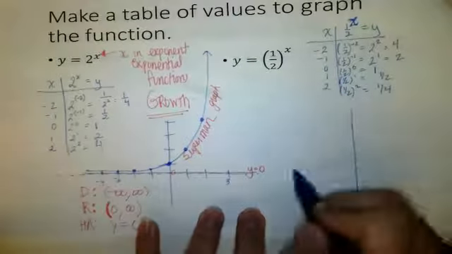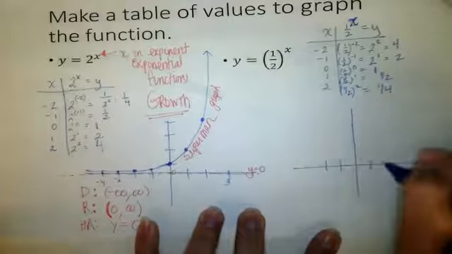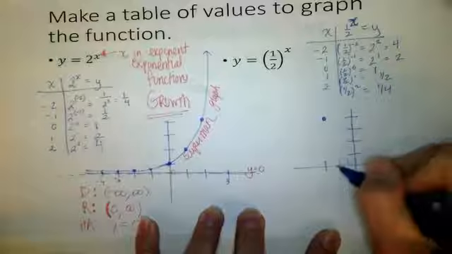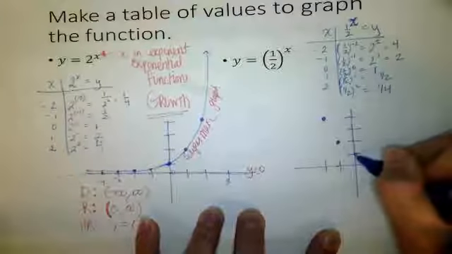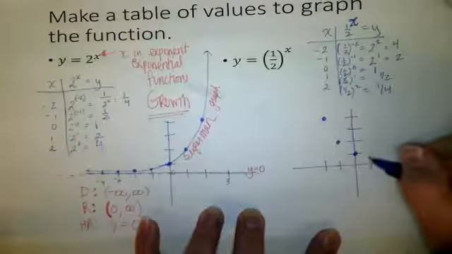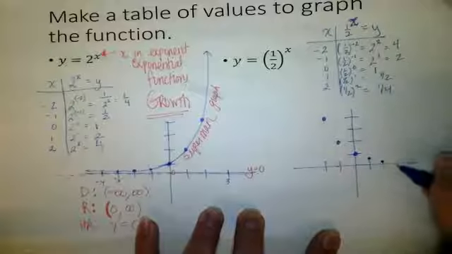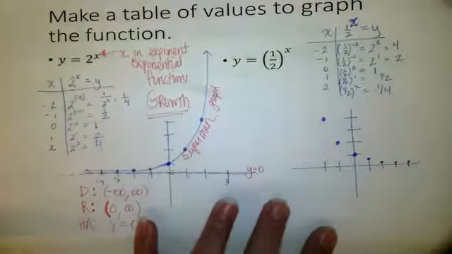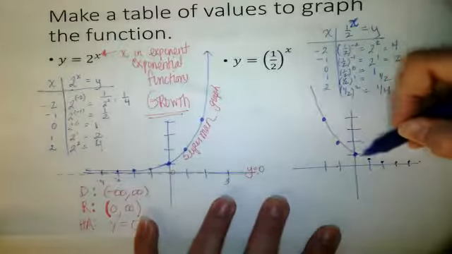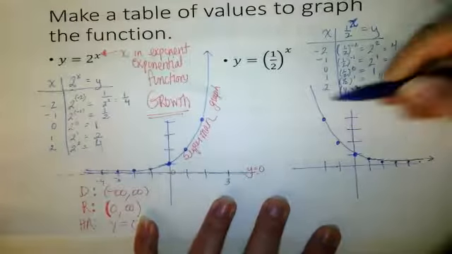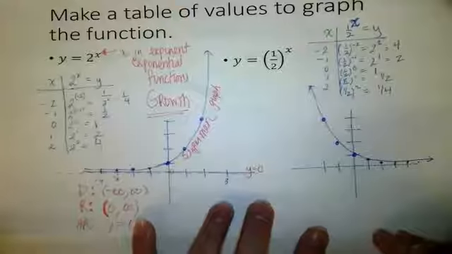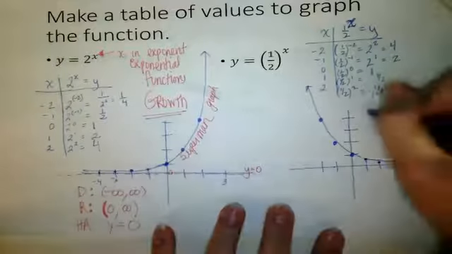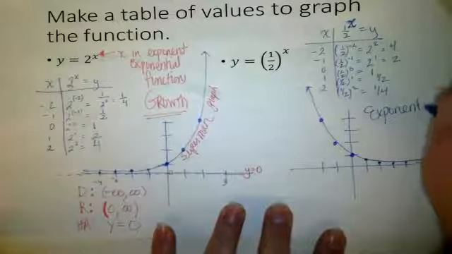All right, let's see. A little sketch here. -2, 4. -1, 2. 0, 1. 1, 1/2. 2, 1/4. 3, 1/8. 4, 1/16. 1/32. What happened to this graph? Did it flip vertically? It actually spun around this way. This is what we call exponential decay.